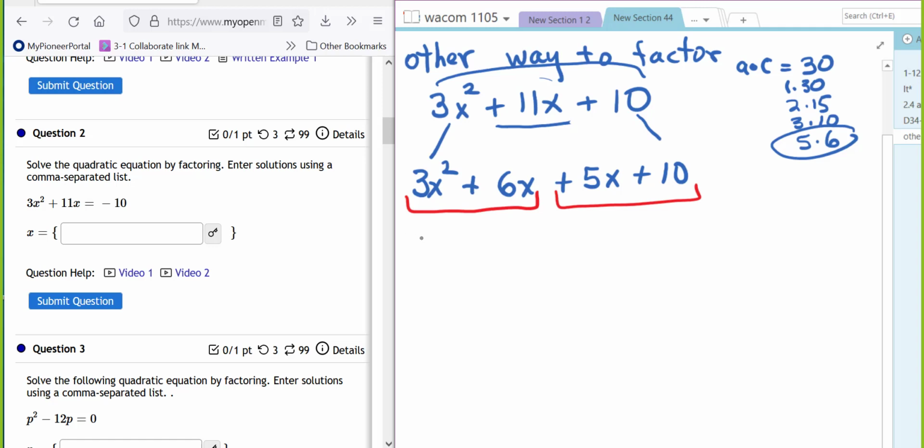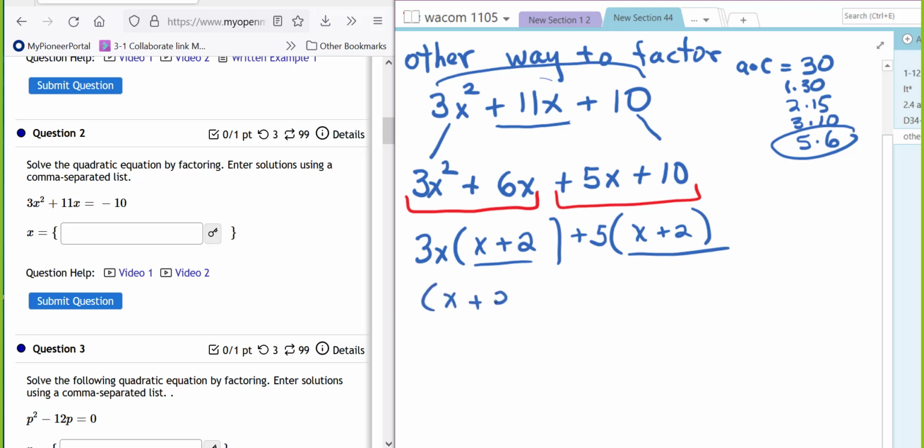So here we could take out 3x. And that leaves us x plus 2. Here you can take out a 5. And that leaves x plus 2. You did get the common binomial, which you expect with grouping. And then you pick up the missing pieces that are outside. So that is just an alternate way to factor those trinomials. Then you would go ahead and solve. Any question there?